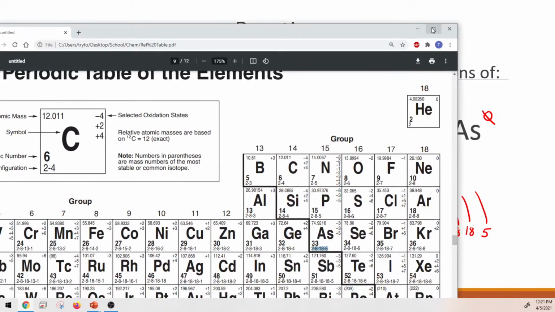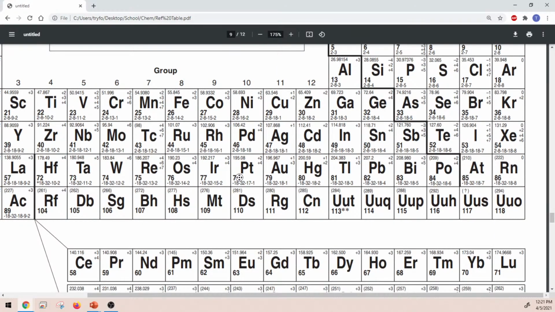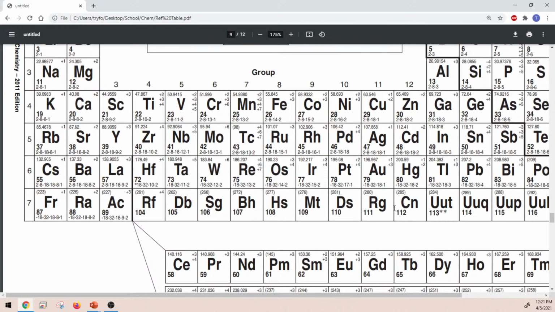But if you remember from when we talked previously, we talked about how the shell model is not the most accurate model of the atom. The quantum mechanical model is the most accurate model of the atom. The periodic table that we see on our reference table uses electron configurations that come off of the quantum mechanical model.